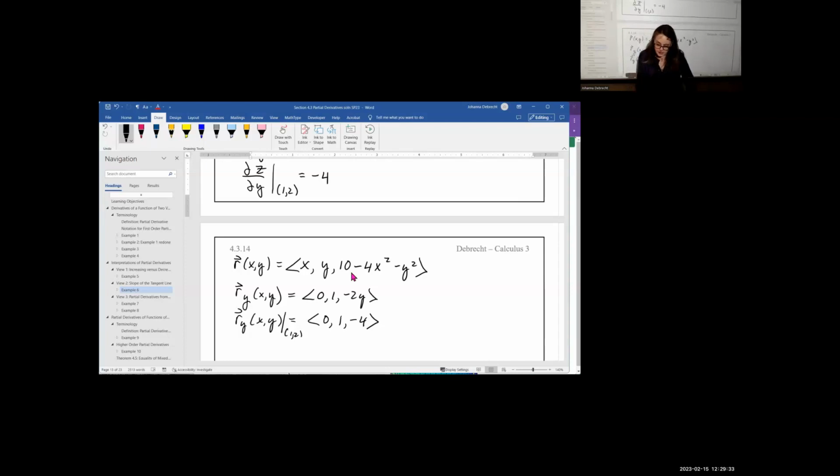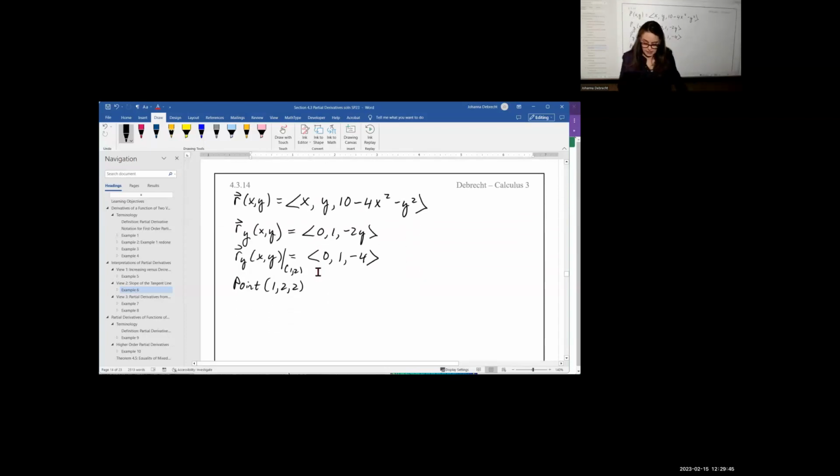I have a point, which is 1, 2, 2. And I have a vector in the direction of the tangent line. So what I'm going to do is take the point as a position vector, which is going to be 1, 2, 2. This is the position vector of the point. And I'm going to add to it t times 0, 1, negative 4.